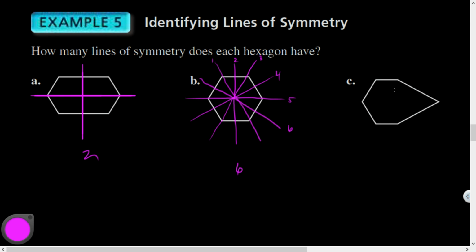All right, how about this one for C? What are your thoughts? That's a little better. It's got some slope at the end there, but it looks like one line of symmetry. So not too crazy of a problem.